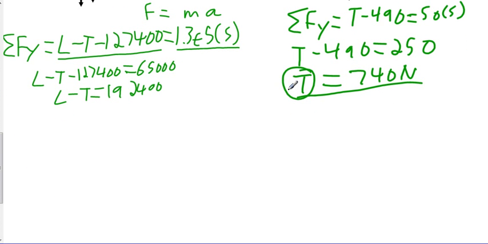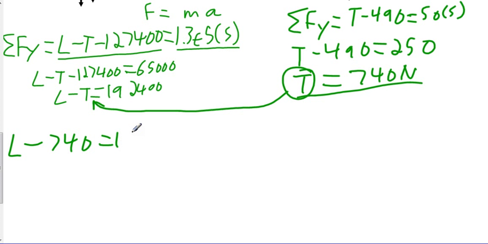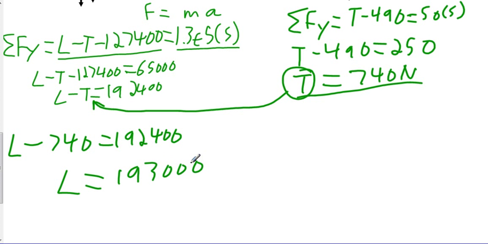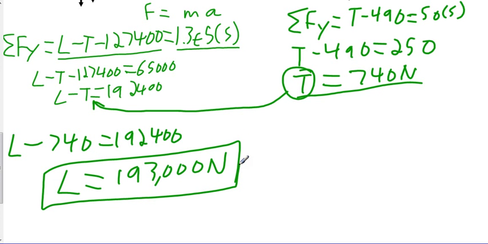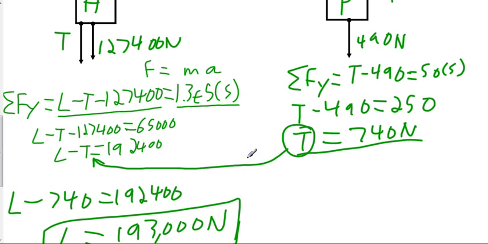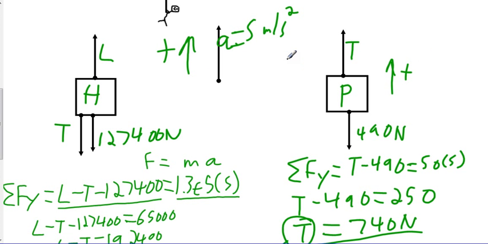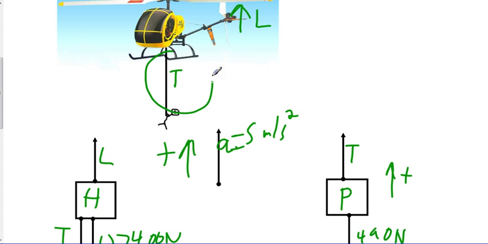Now we can plug this in over here, so we can say the lift minus 740 newtons is equal to 192,400. So we add that to both sides, and so we get a final answer of the lift is 193,000 newtons, and that is with the correct number of significant digits. So for this problem, we had to use two free body diagrams for two different objects that were connected.